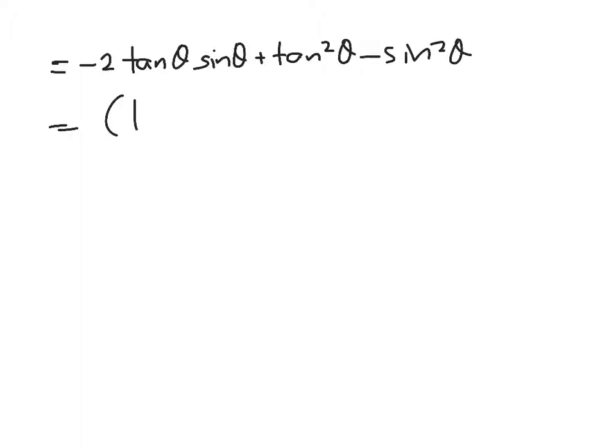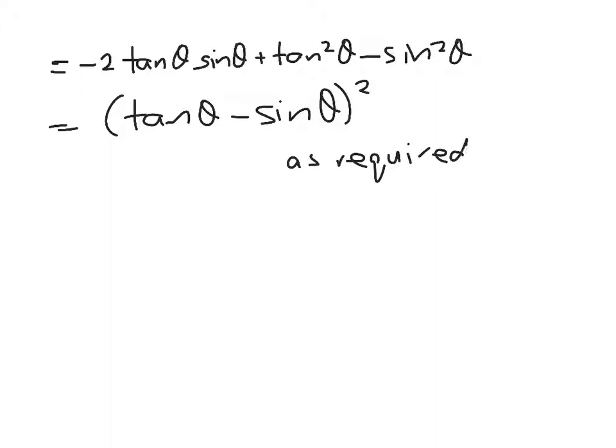So negative 2, the sine squared over cos theta is equal to tan theta sine theta. And that gives me what I'm after, which is (tan theta minus sine theta) squared, as required. So we should really write equals right hand side, as required. So there we go. Thanks for watching. Sorry about the glitches with the sound, and let me know if there's any big problems with the video.